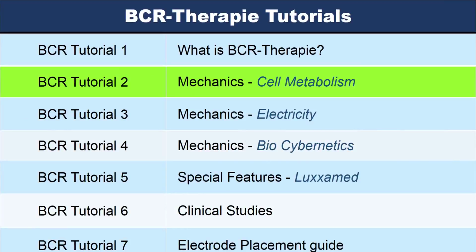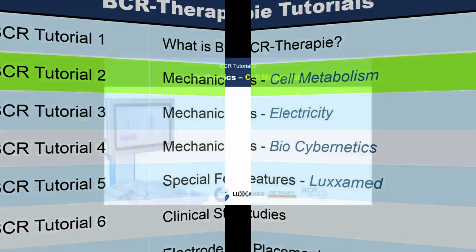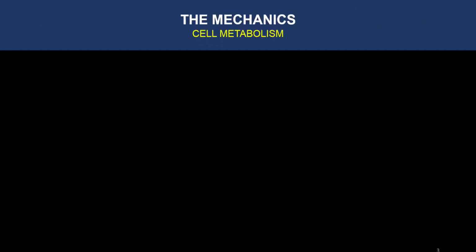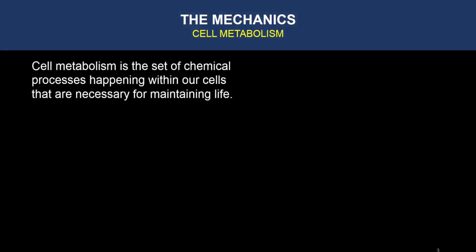Now we are into BCR tutorial number 2, cell metabolism. Okay, what is cell metabolism? Cell metabolism is a set of chemical processes happening within our cells that are necessary for maintaining life. This was taken from the medical dictionary.